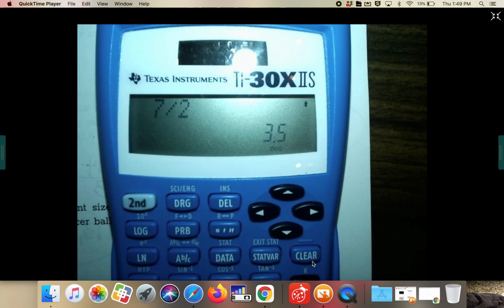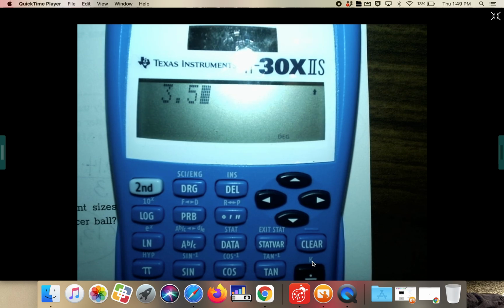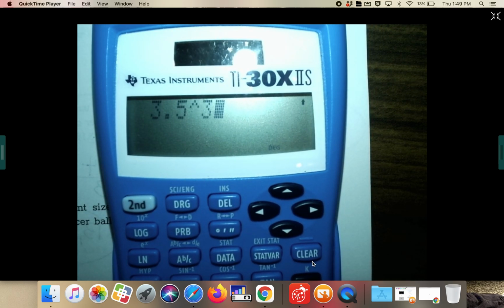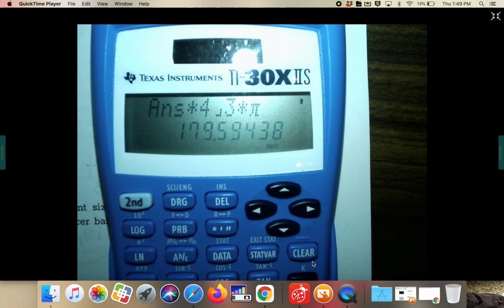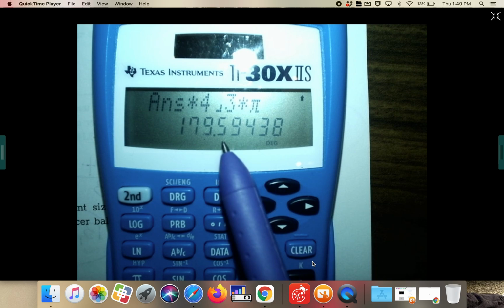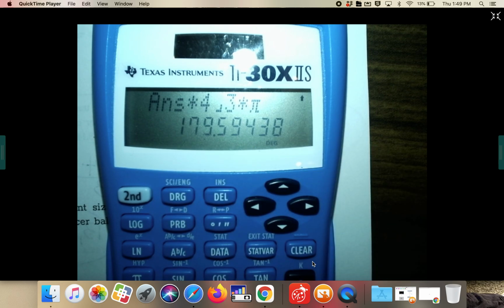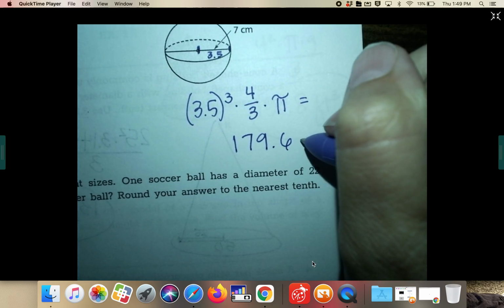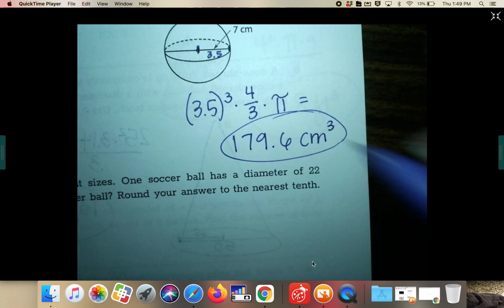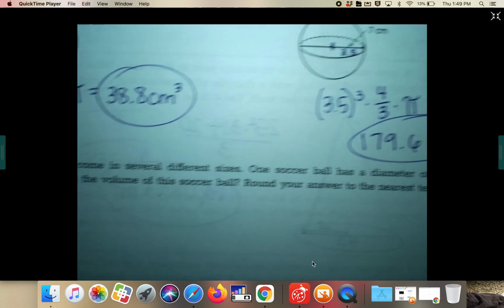So 3.5, and I'm going to do cubed by pushing this little caret key again. Cubed, equals, times 4/3, which is 4 ABC 3, times pi button. And it's as simple as that. 179.5, but the 9 is going to bump that 5 up to a 6. So 179.6 cubic centimeters.